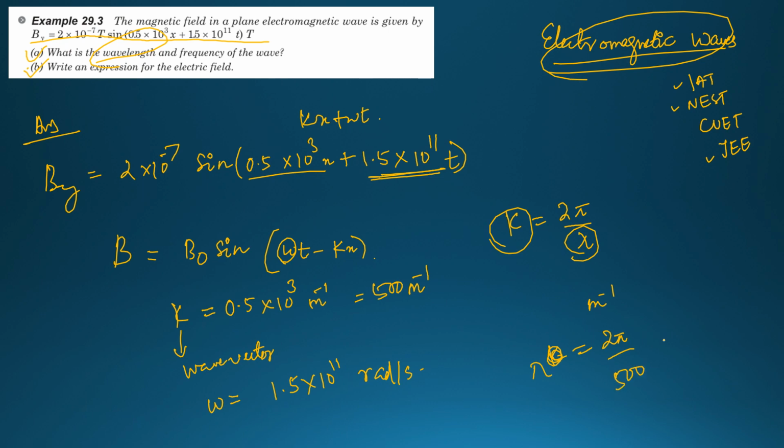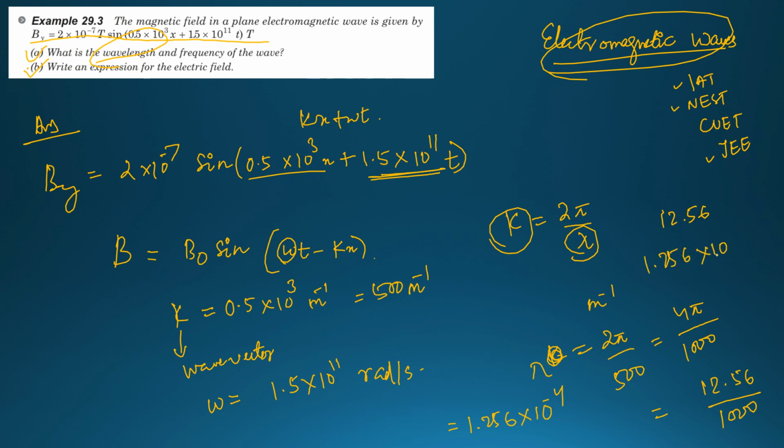So 2 pi by 500. If I multiply 2 in both numerator and denominator, that will be 4 pi by 1000, to get the decimal quantity. 4 into 3.14 will be 12.56, so 12.56 by 1000. That will be 1.256 into 10 to the power minus how much? 12.56 is 1.256 into 10, into 10 to the minus 3, so this will be 10 to the minus 2. Sorry. So this is your lambda, in meters.